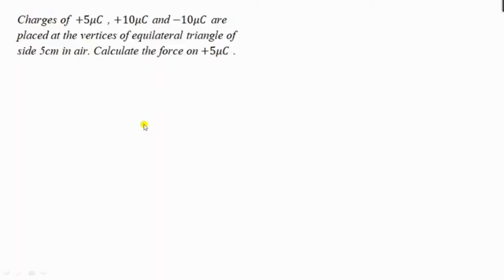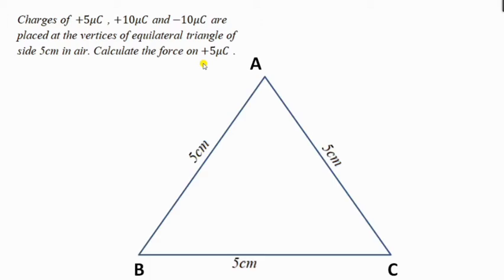So this is the question. Charges of 5 microcoulomb, 10 microcoulomb and minus 10 microcoulomb are placed at the vertices of an equilateral triangle of side 5 centimeter in air. Calculate the force on 5 microcoulomb. So this is an equilateral triangle with side 5 centimeter and 3 charges are placed. I want to find the force on 5 microcoulomb, so I'm keeping 5 microcoulomb at the top so that making the diagram becomes easy.